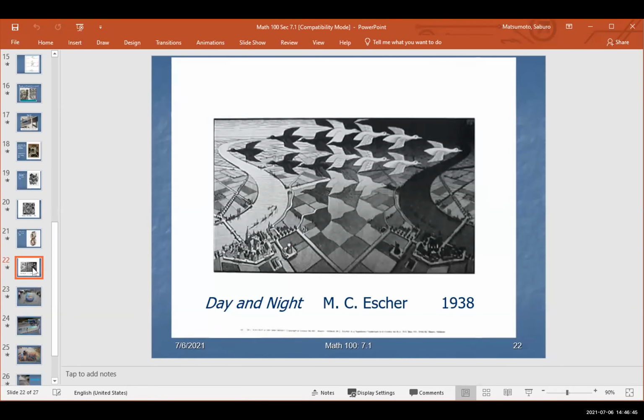All right, and this is also a famous one called Day and Night. You see all these birds flying to the right? Those are white birds flying to the right. But if you focus on the black part, you can see these blackbirds flying to the left, from right to left, sort of in the opposite direction. And so this is called Day and Night. So these have been pictures of Maurice Escher.